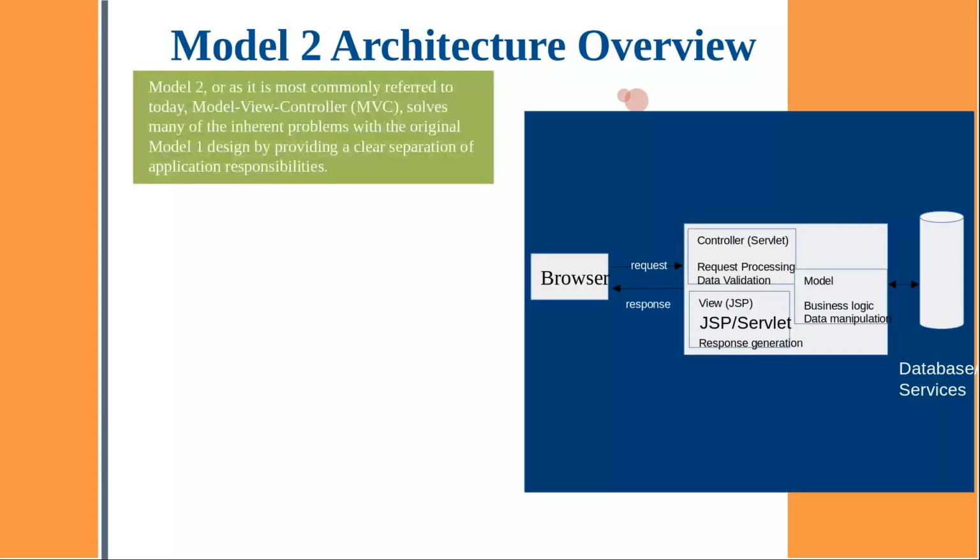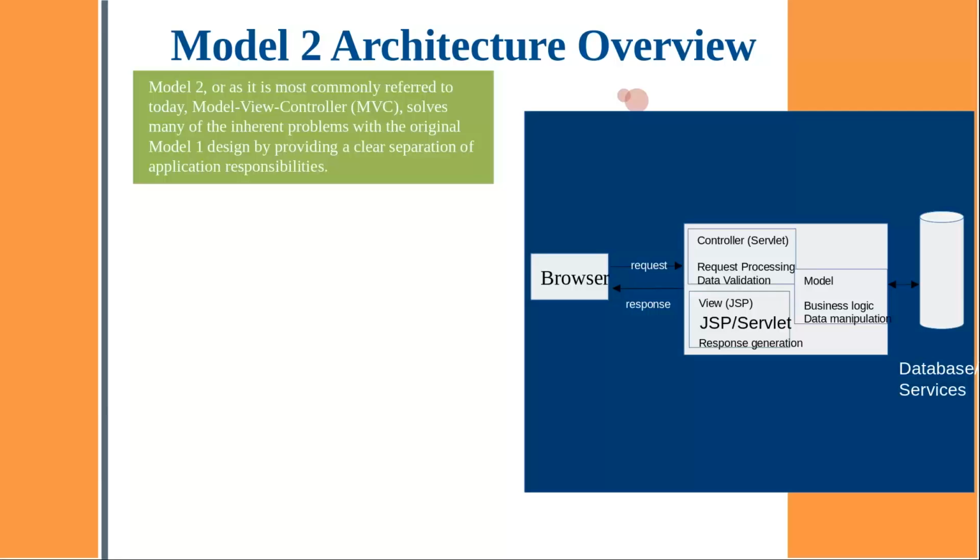Now we'll come to the Model 2 architecture. Model 2, or as it is most commonly referred to today, Model View Controller, solves many of the inherent problems with the original Model 1 design by providing a clear separation of application responsibilities. In the earlier Model 1 architecture, whatever functions we had are now divided into the model part, view part and controller part in the Model 2 architecture. Here the request goes to the controller, which is the servlet.